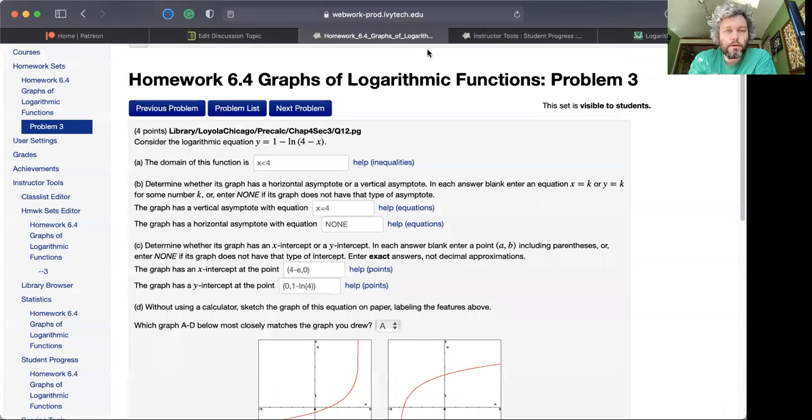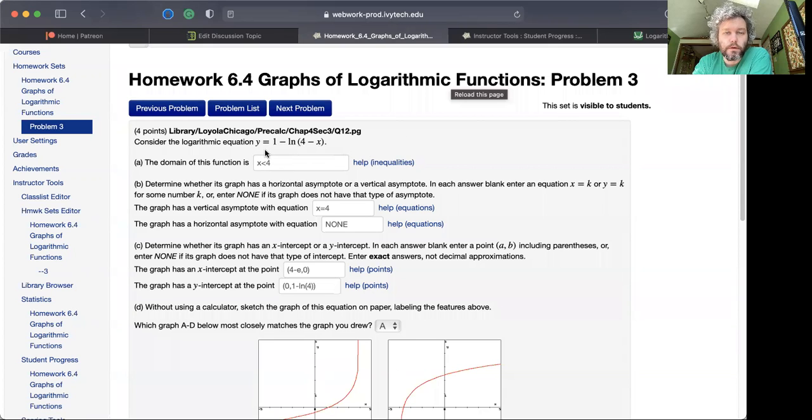Hey, I wanted to jump on here and just try to help out with this problem in 6.4. I'm not sure how well it translated in lecture, so I wanted to try to explain where some of this content is coming from and how it's related to what we had talked about before.